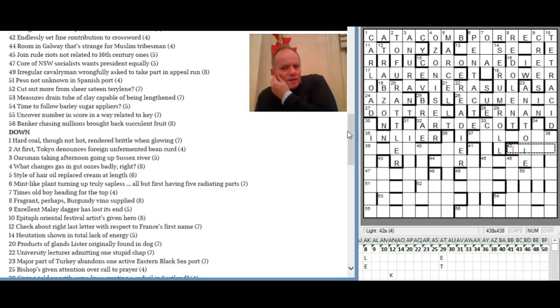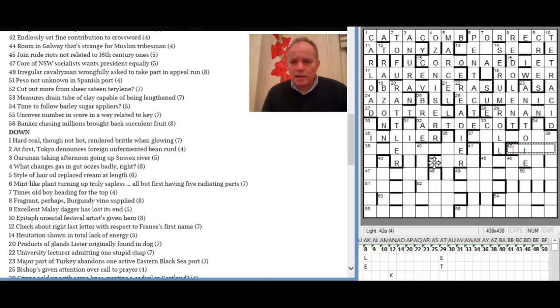Could that be? No. Endlessly set has to be three letters. And then clot. I mean, that can be set. But then fine would be F. Cloth's not a contribution to a crossword. I do not know. Let's try 44 across.